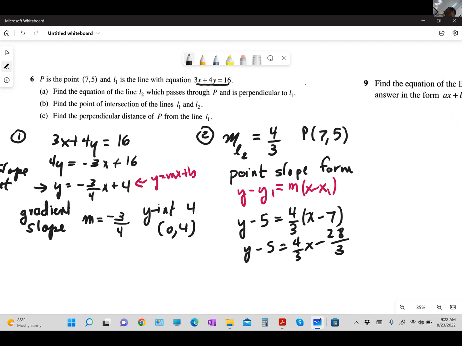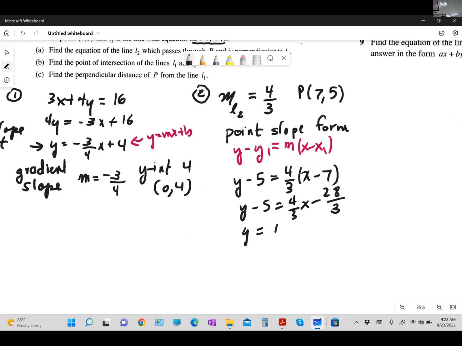I'm going to go ahead and scroll it up a little bit. So I'm going to go ahead and add the 5 over. y equals 4/3 x minus 28 over 3 plus 5. I just spit on my tablet. Let me clean it.